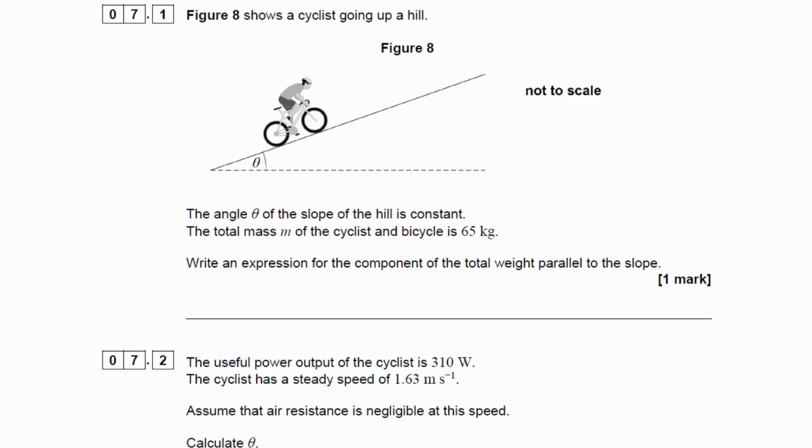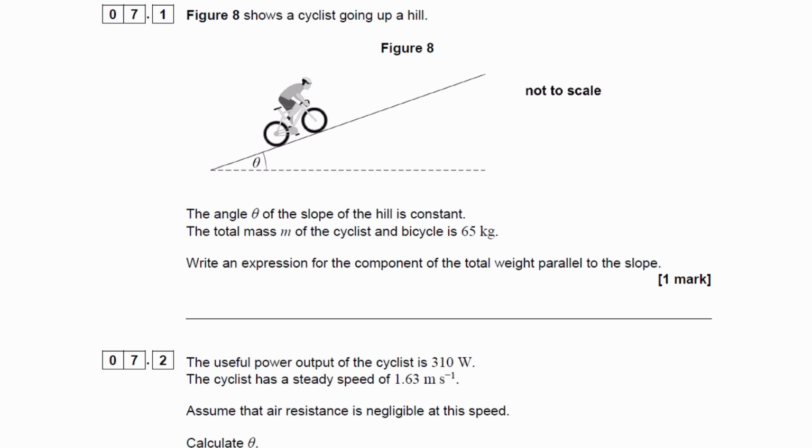This physics question is mostly about work, energy and power as a cyclist goes up a hill. There are explanation parts as well as calculation parts. For part 1, figure 8 shows a cyclist going up a hill. The angle theta of the slope of the hill is constant.